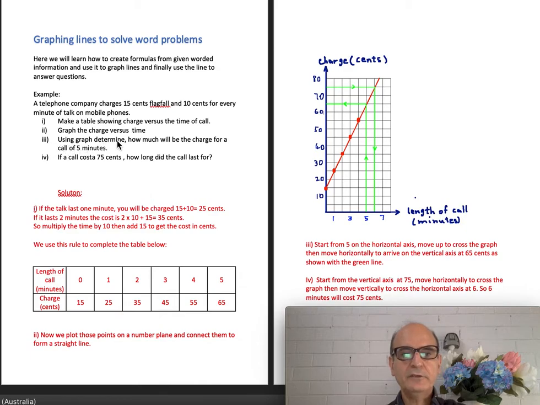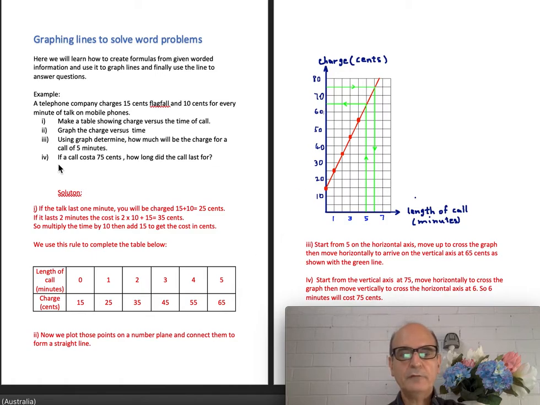So part 3, using this graph, determine how much will be the charge for a call of 5 minutes. So if you go on 5 minutes here, and you go up to hit your line, your graph, and then go horizontally to hit your charge, you end up at 65 cents. So that gives you 65 cents. So that means a call which lasts for 5 minutes will cost you 65 cents.